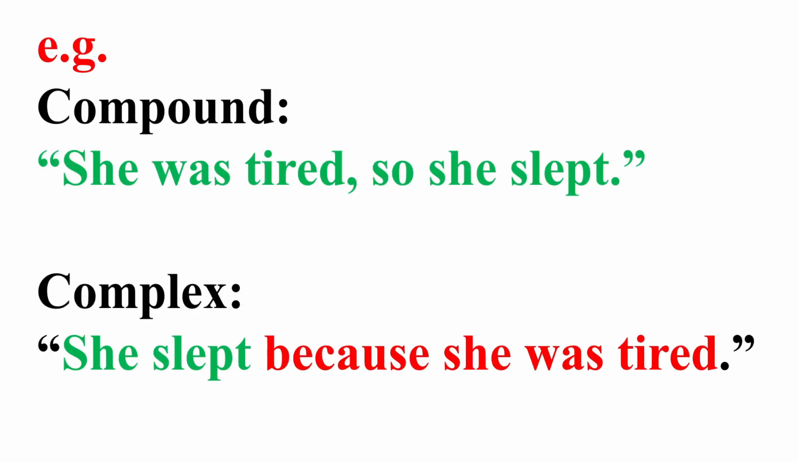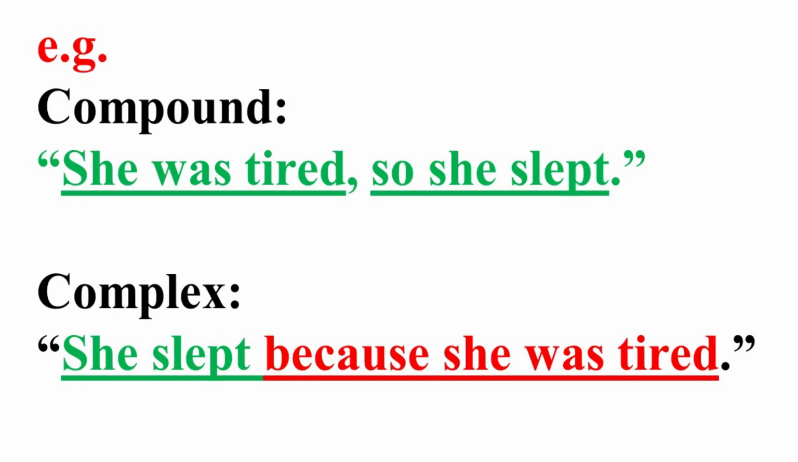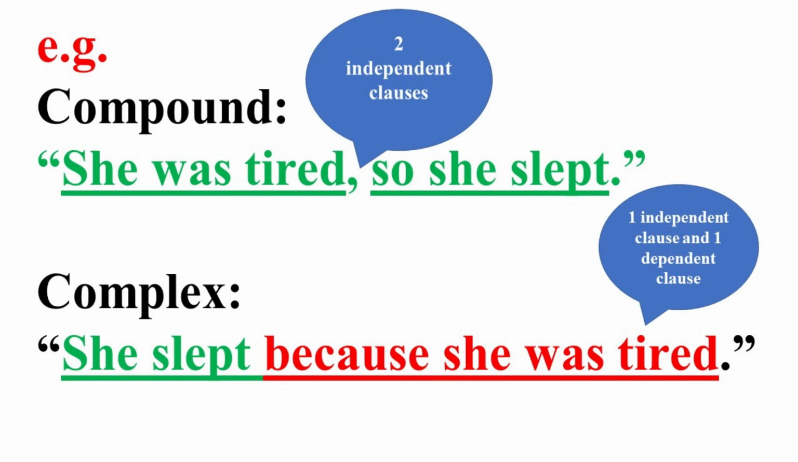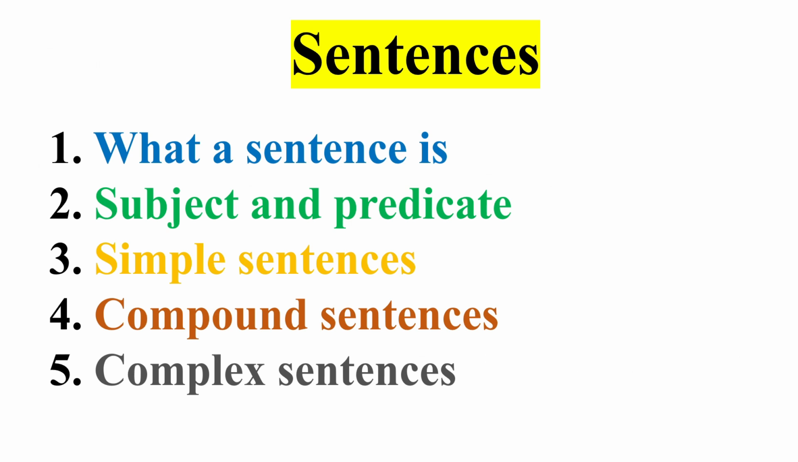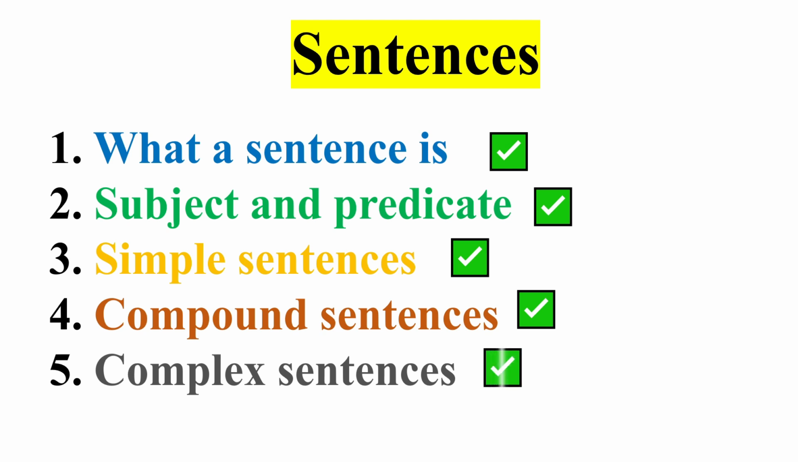Let us look at these examples. She was tired, so she slept. She slept because she was tired. Alright, so I hope you understand about these two examples. In conclusion, now you understand what a sentence is, subject and predicate, simple sentences, compound sentences, and complex sentences. Keep practicing every day and your English will improve step by step.